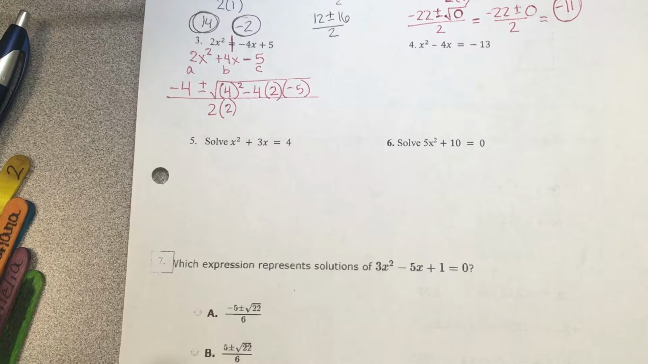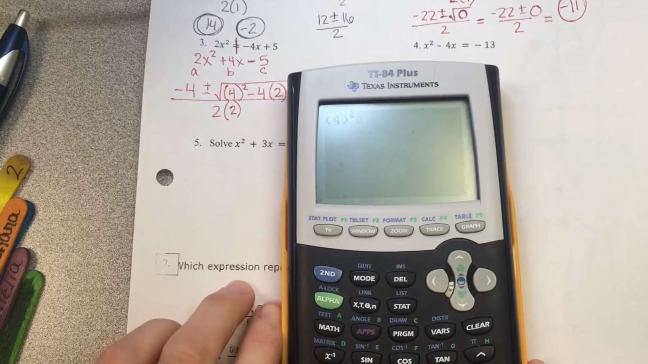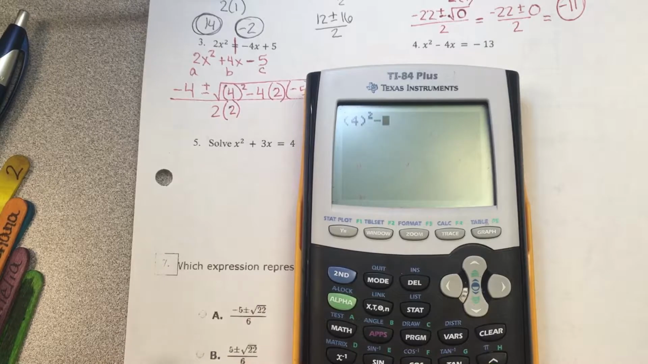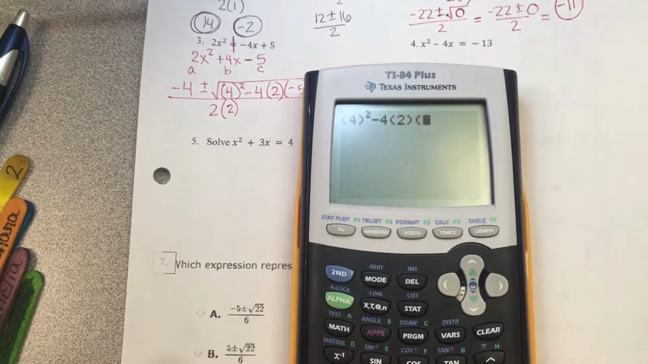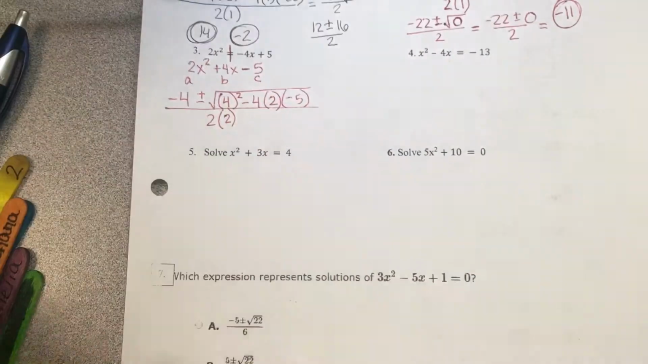Once you have it written down, the next step is to go to your calculator. Okay, start with parentheses 4 squared minus 4 times 2 times negative 5. What do y'all have? 56.